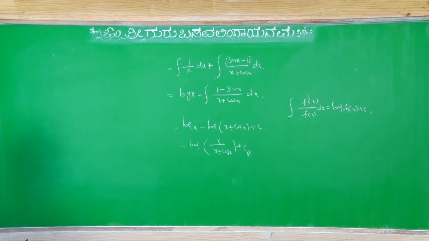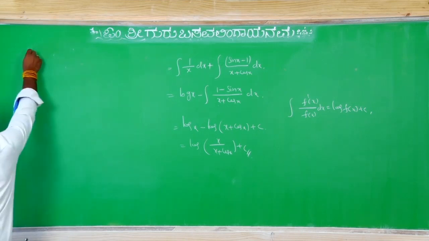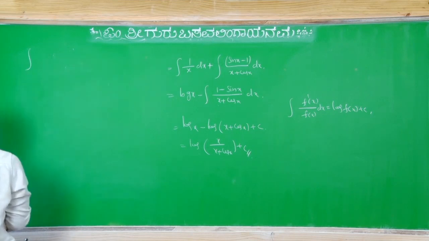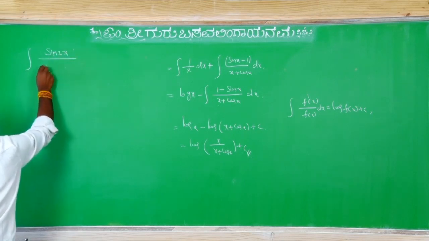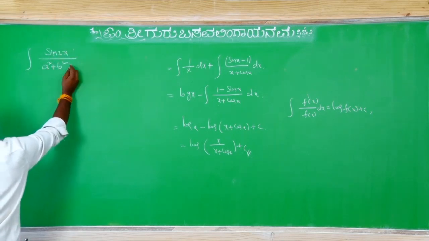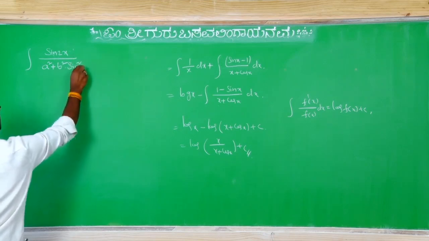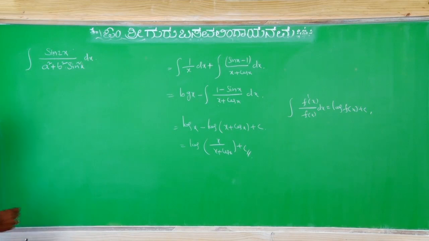Next problem. Integration of sin 2x divided by a square plus b square sin square x dx. Integration of sin 2x divided by a square plus b square into sin square x.